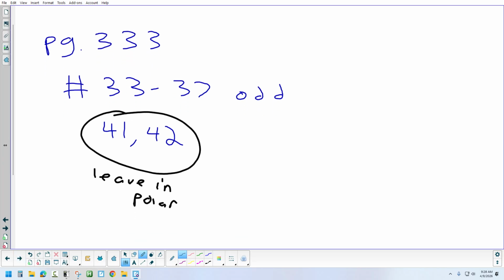Okay, so the homework on page 333: it's 33 to 37 odd, and then 41 and 42. They ask you to do something and change to standard, but I'm telling you, you can leave it in polar. I'll leave that up. You've got about 25 minutes or so, so please use the time to work on that. I'm also going to put a list of test topics on the board, and once I do that, I'll ask if there are any questions. I can clarify what I mean by a certain topic or show you an example. Okay, so just give me a minute.